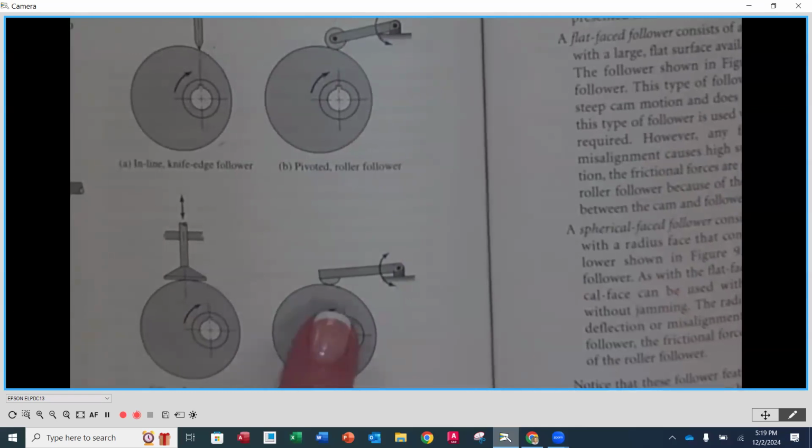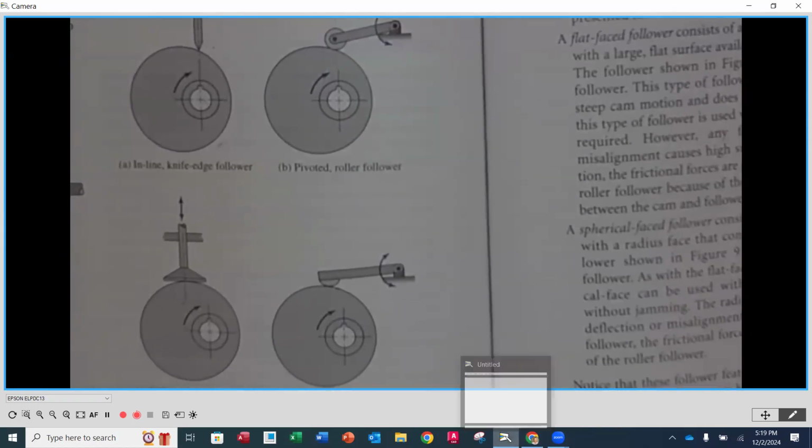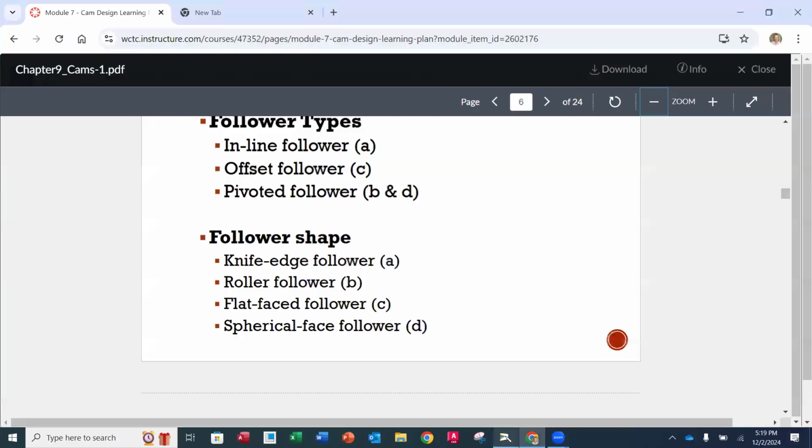And then lastly, we have a spherical end. Again, it's spherical in its shape here. It comes in contact with the profile. Does have that friction because you're going to have surface on surface, but again, another option for the type of follower that you would have, like a shape. So again, these are four different types, common types, but it can really take a lot of different forms.